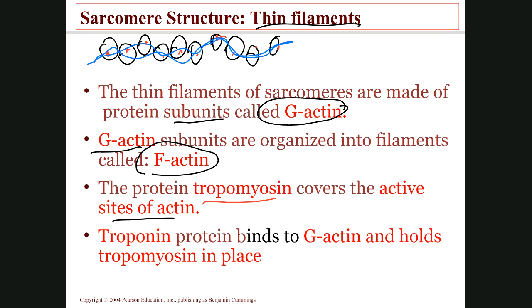Now we have another component of a thin filament. This is another protein called troponin. Troponin is a protein that holds the other two components together. It's like a clamp, and the clamp clamps actin and tropomyosin together, creating this butterfly-shaped structure, which is helping to keep the tropomyosin in place, covering the active sites of actin.